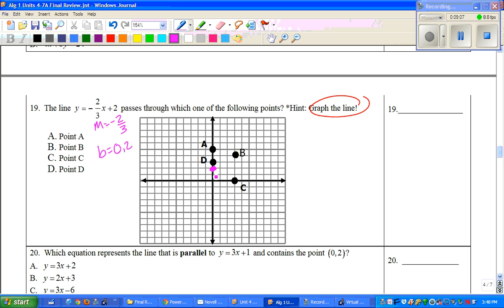Now, following the slope, it tells me to fall 2 and go right 3. If you want to keep going, you can, but right away, that first point is what you hit, okay? So C is the right answer.